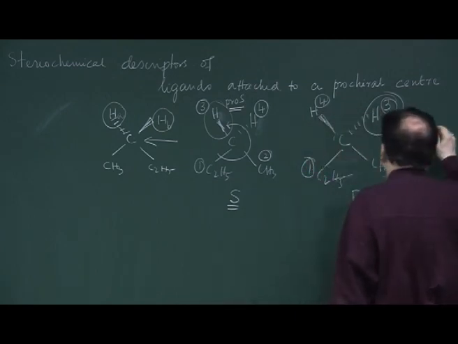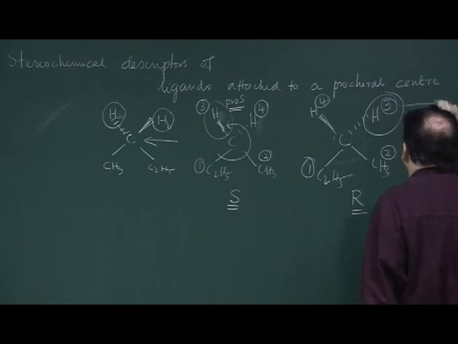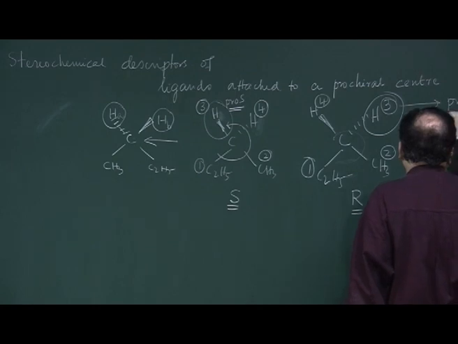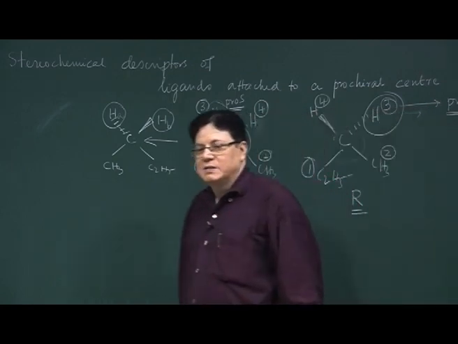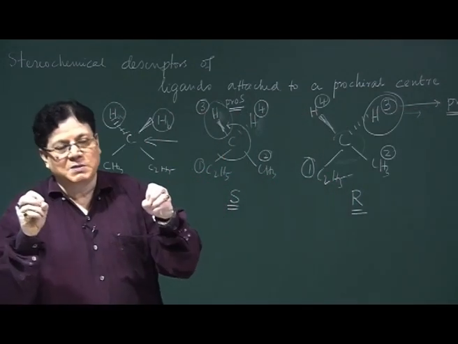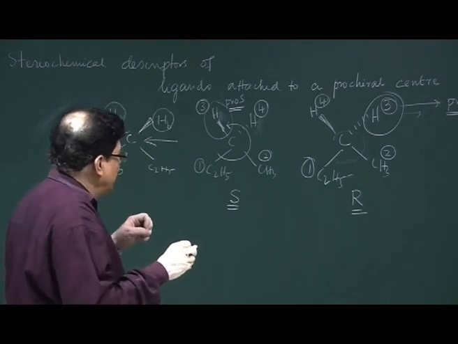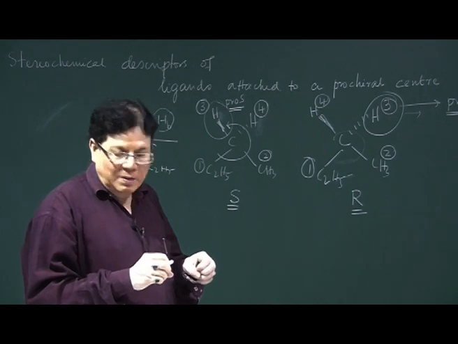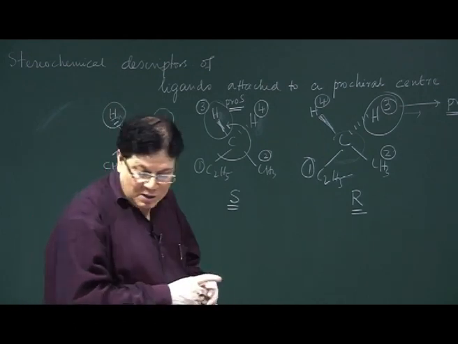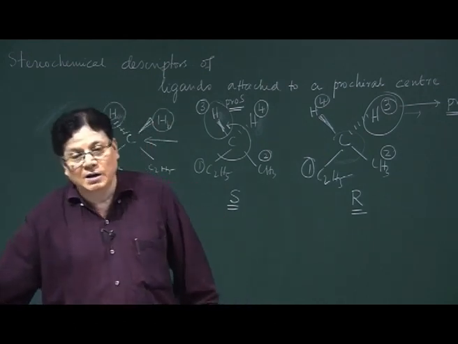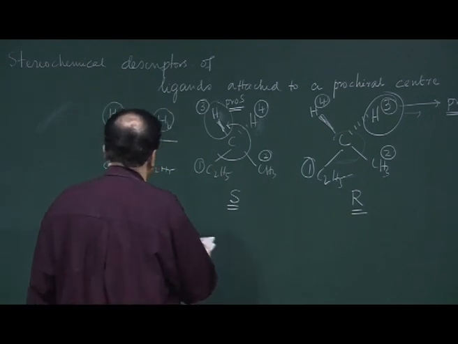So, if that be the case, then you call this hydrogen pro R. So, pro R and pro S are the descriptors that are given to the ligands attached to a prochiral center. Remember, it is not always hydrogen, it can be any other group. I give you another example.